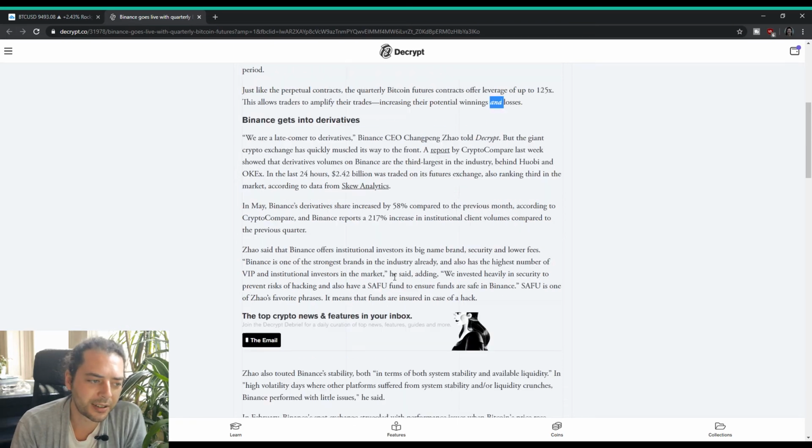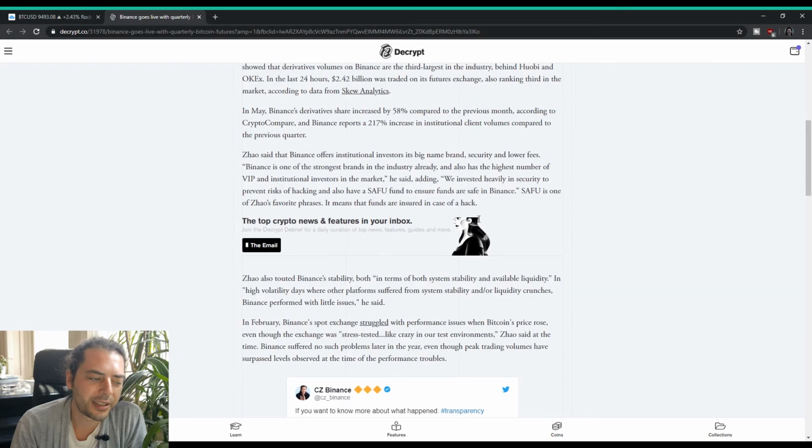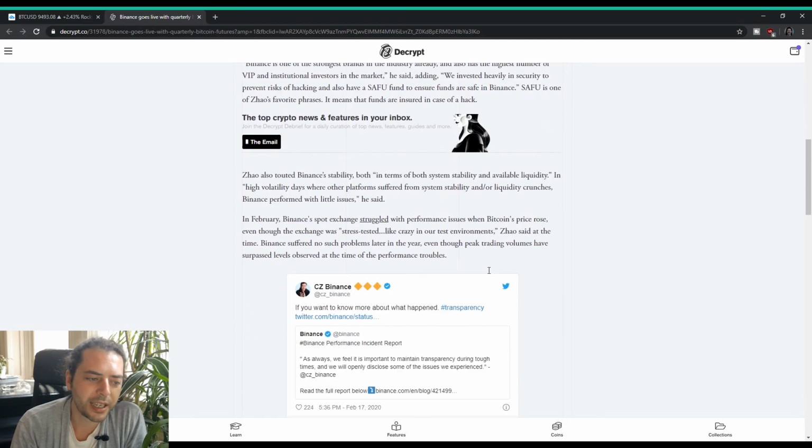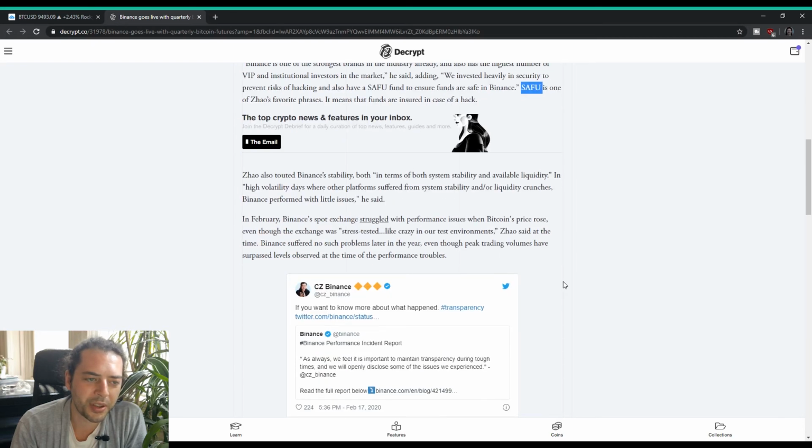Oh my goodness, this article is something else. We're late to derivatives, says Binance CEO Changpeng Zhao, CZ. And he's right, he is very late to it. There are other places out there which I prefer to use myself, such as Deribit. Anyway, he loves the word Safu because everybody loves the word Safu, and he wants to own that meme word.